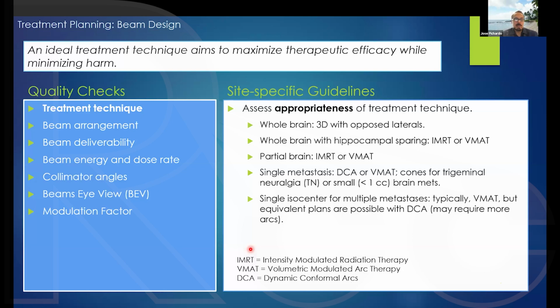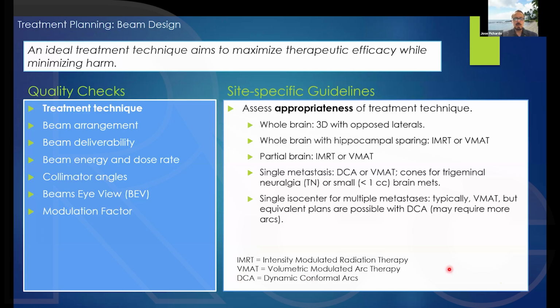Well, whole brain is typically 3D with opposed laterals. That's the classical way. There are other ways of treating it, of course, but this is the most common way that I've seen. For whole brain with hippocampal sparing, it can be either IMRT or VMAT. Partial brain, same thing, IMRT or VMAT. Single metastasis, either dynamic conformal arcs or VMAT. And by the way, I explained what these acronyms mean at the bottom of the slide, just in case.